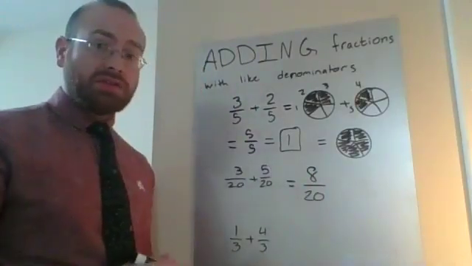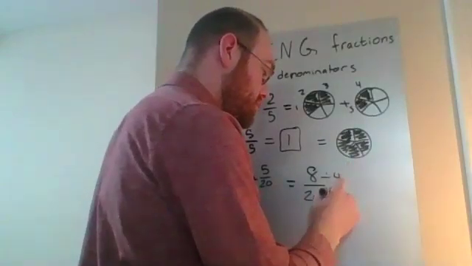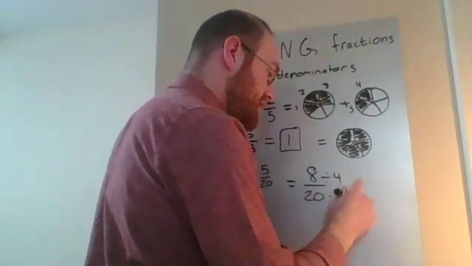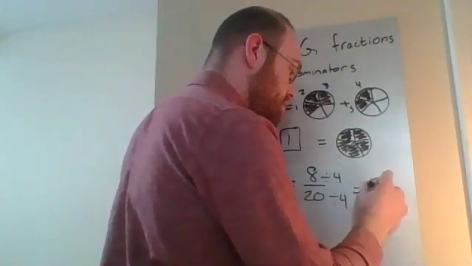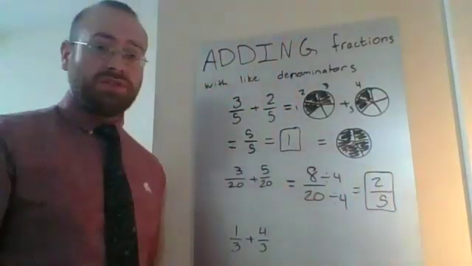Notice that both 8 and 20 can be divided by 4. So if I divide by 4 in the numerator and divide by 4 in the denominator, we get 2 over 5. So our answer is 2/5.